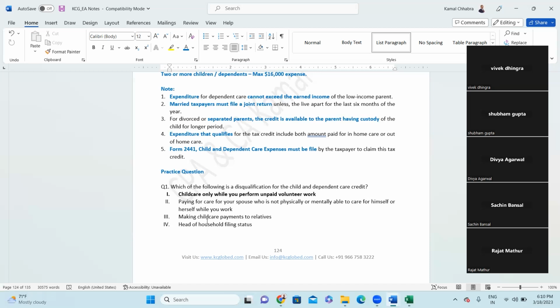I'm saying second, third, and fourth are valid, sir. How? Because it is paying rightly. The second point says that it is for the care of spouse, so it is like paying, correct? That is dependent. Third is also the same, because if we are paying to some relative who is taking care, paying for that is also valid. And head of the household, because he or she is the only one who is taking care, so that is also valid. The first option is not valid here.